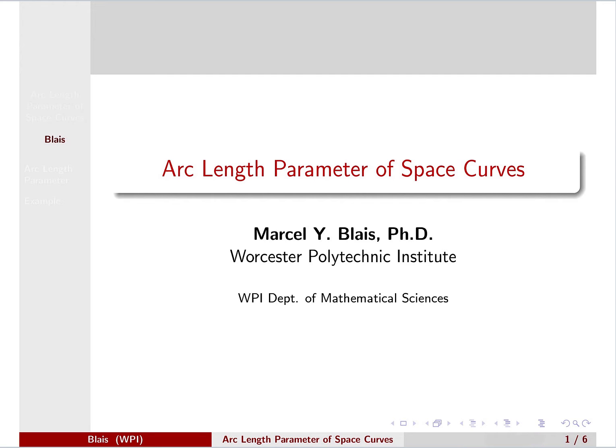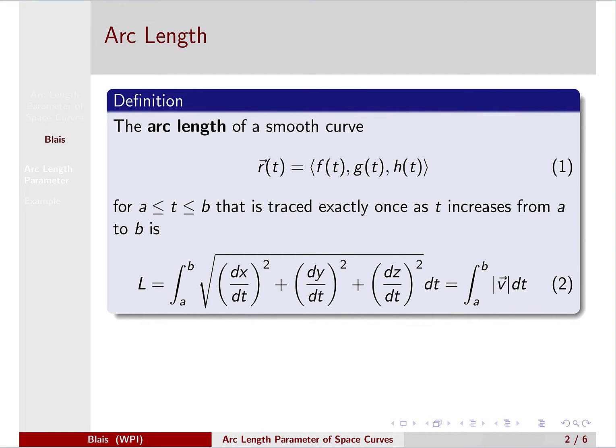In this lecture, we will be learning about the arc length parameter of space curves. Recall, the arc length of a smooth curve given by r of t equals f of t, g of t, h of t, a vector-valued function, for t between a and b, that is traced exactly once as t increases from a to b, is given here. L is the integral from a to b of the magnitude of r prime of t, or the magnitude of the velocity vector.